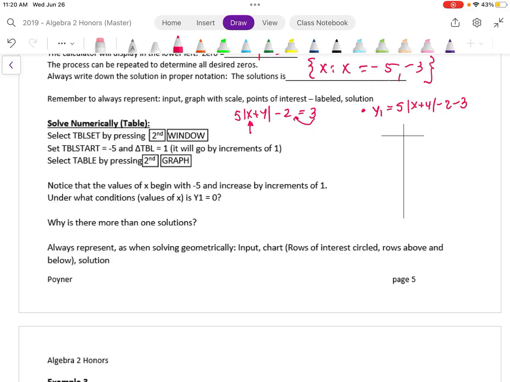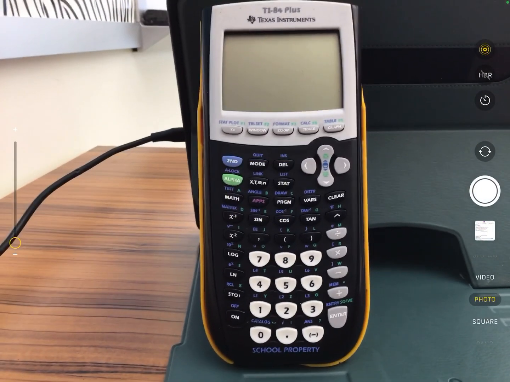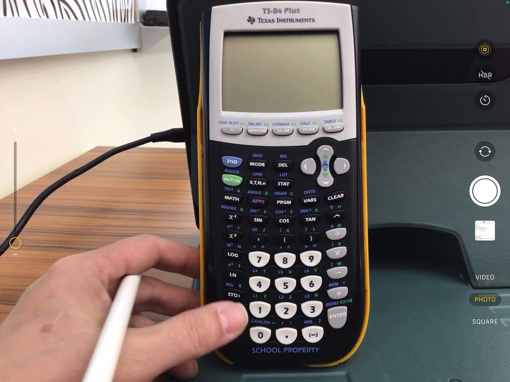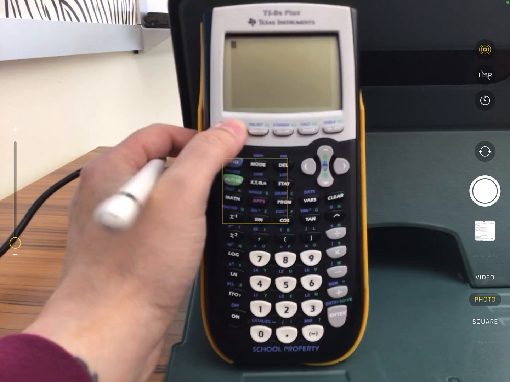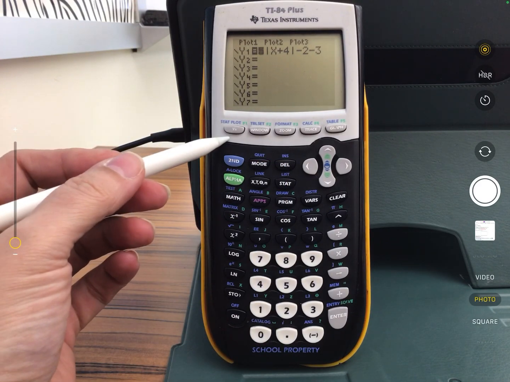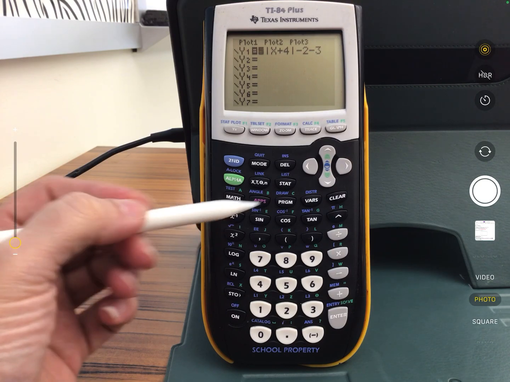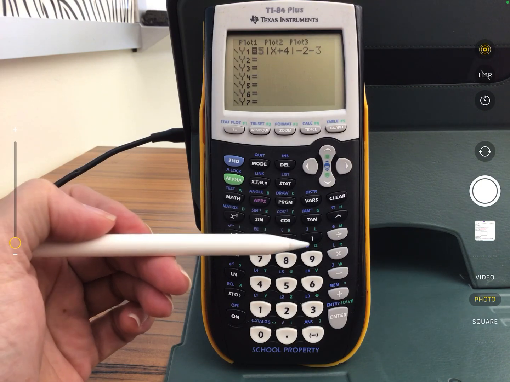So let's do that first. Move to the camera here. Turn it on. Hopefully I still have it in here in y is equal to. Yes, it's still in there, and y is equal to was right here. We've entered it from the previous problem, so that means we're ready to go.